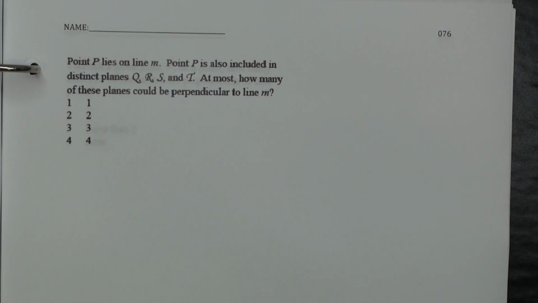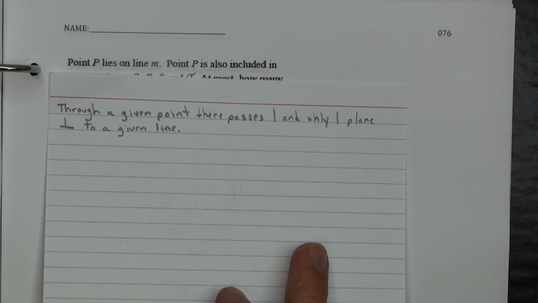Point P lies on line M. Point P is also included in distinct planes Q, R, S, and T. At most, how many of these planes could be perpendicular to line M? According to card 2, only one.